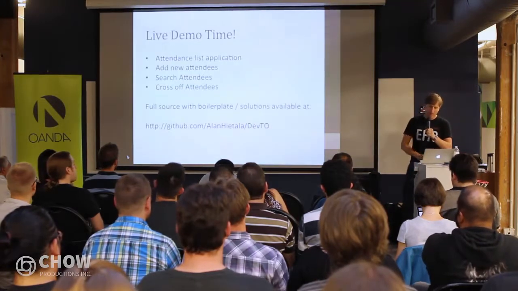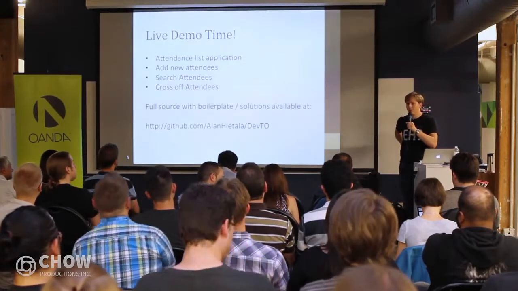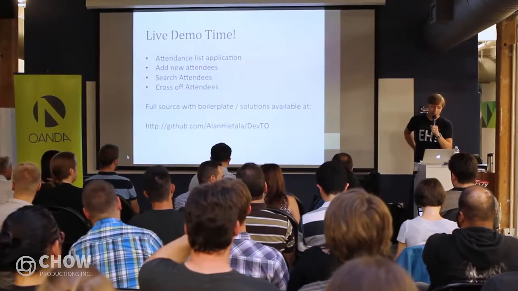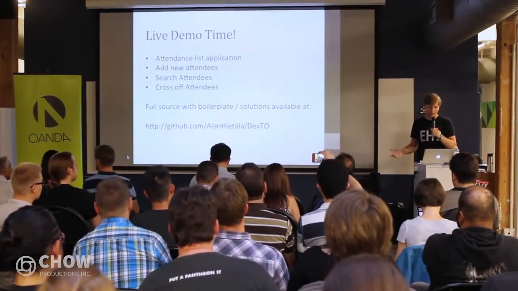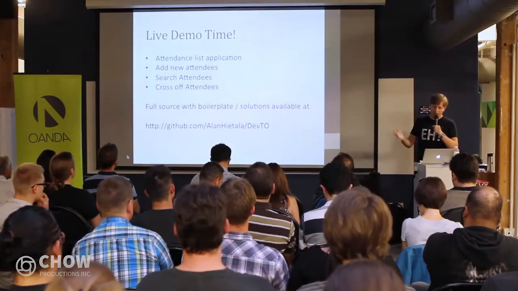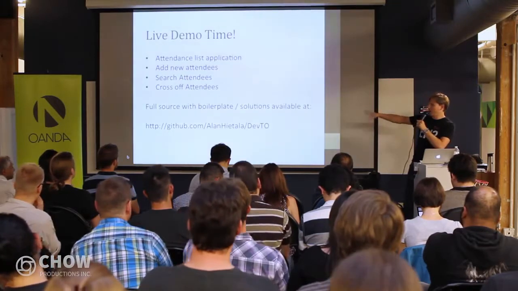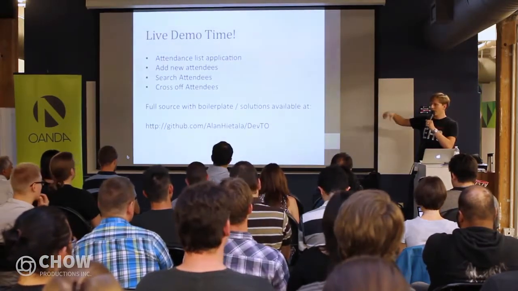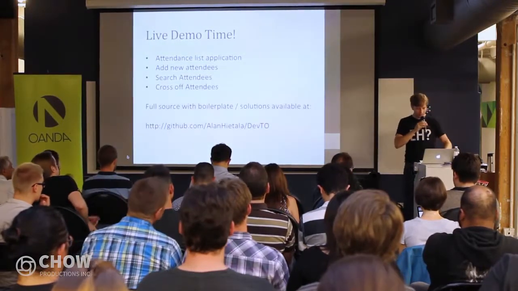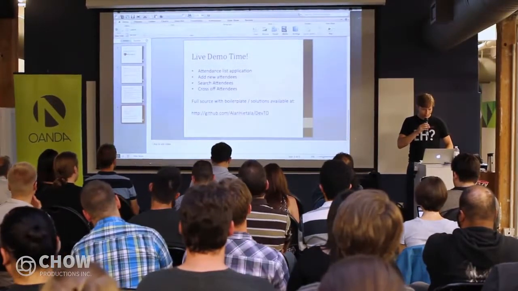So the best way to get started is actually let's have a little live demo and build something really cool. Basically what we're going to be doing is building an attendance list application. We're going to be able to add new attendees, search attendees, cross people off the list when they show up. And all the full source and boilerplate is going to be available on my GitHub account. It's down there. I'll put this up at the end for anybody that wants to pull it down and play with it afterwards. So I'm going to dive right into this, and let's get this going.